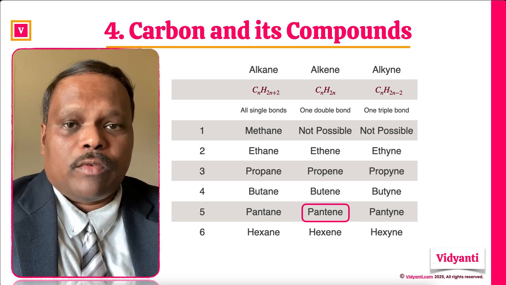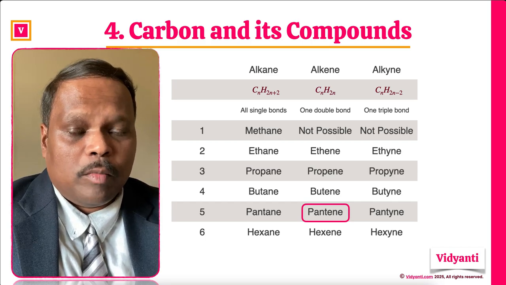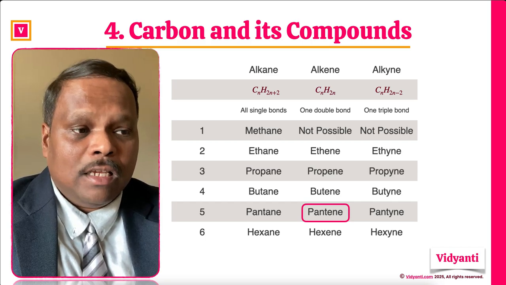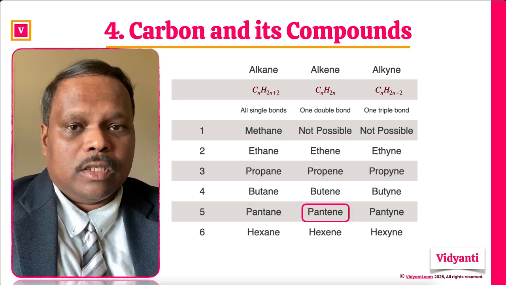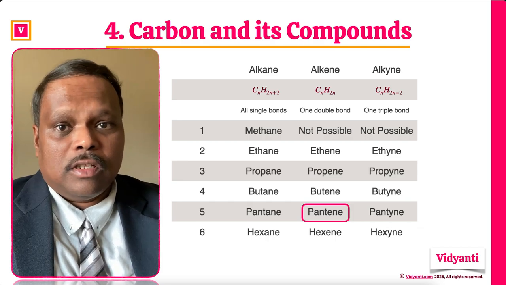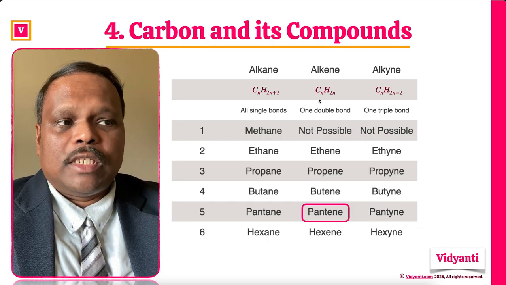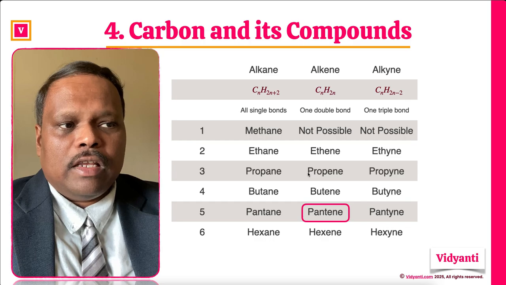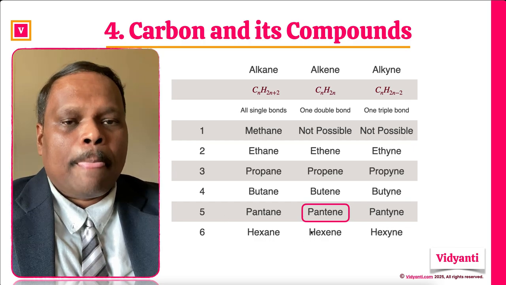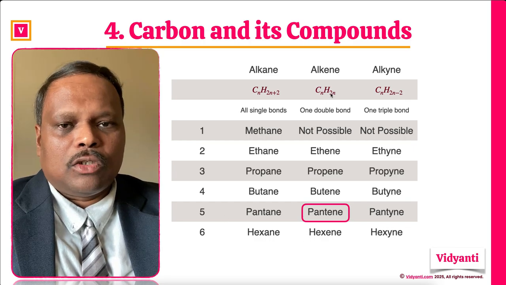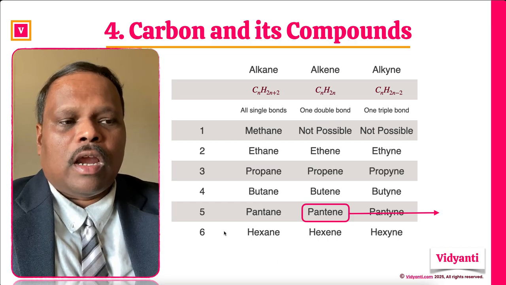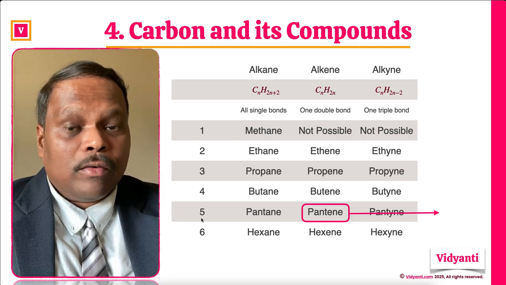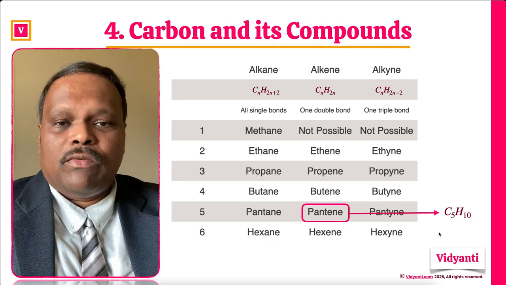Say, for example, if I want to get the chemical formula of pentene: pent means there will be 5 carbon atoms, and ene means it belongs to the alkene category, so it's the middle category. So the generic formula will be CnH2n. If n is 5, because it's pentene, then 2n will be 10, so that will be C5H10. So the chemical formula for pentene, being a member of the alkene group and coming from a family of 5 carbon atoms, will be C5H10.